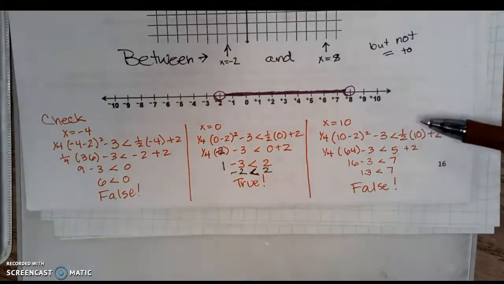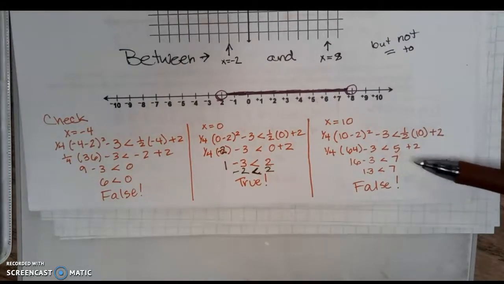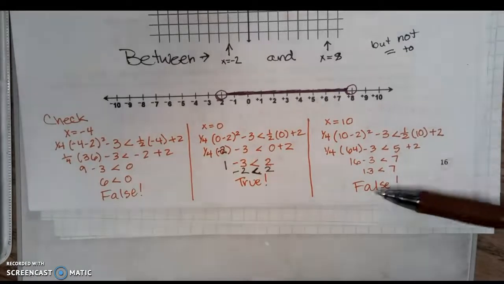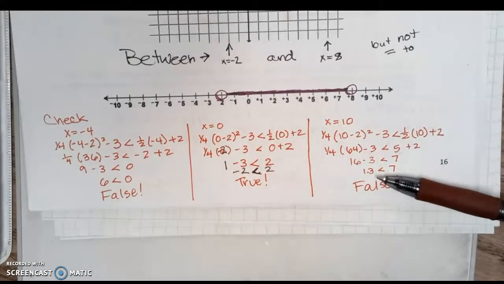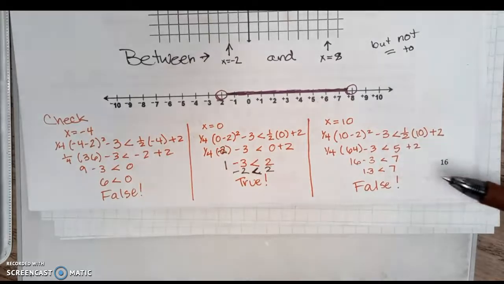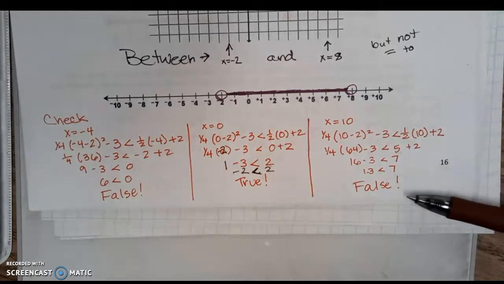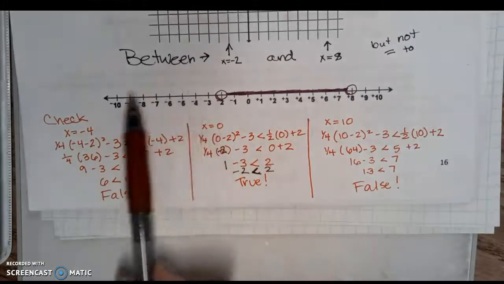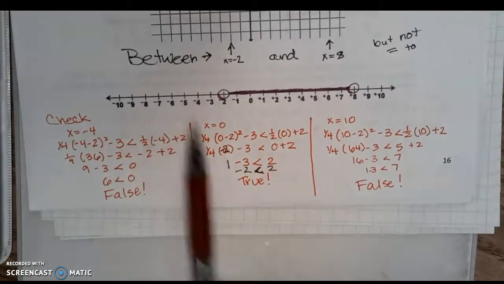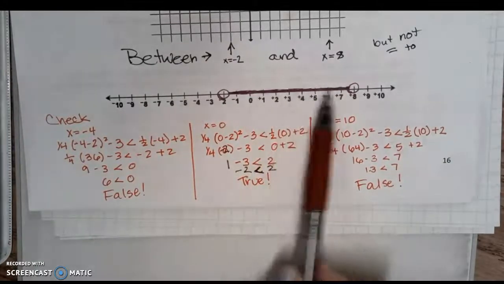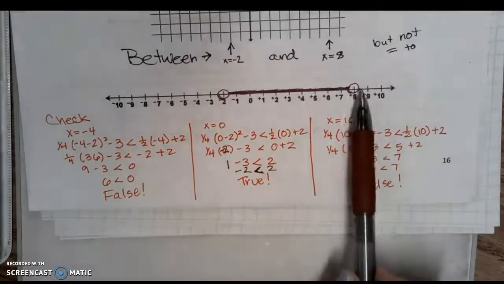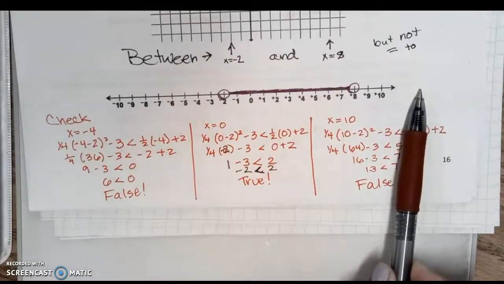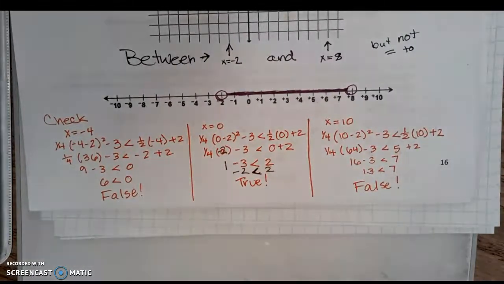On the right side of the inequality, we have 1/2 of 10, which is 5. 5 plus 2 is 7. And we ask ourselves, is 13 less than 7? No, it's not. So we say false, okay? So we're saying false because there should be no shading here. True because there should be shading here. And false because there should be no shading there, okay? Any questions on page 16?